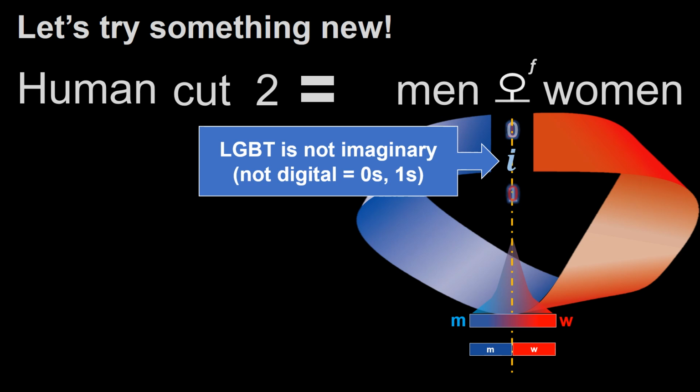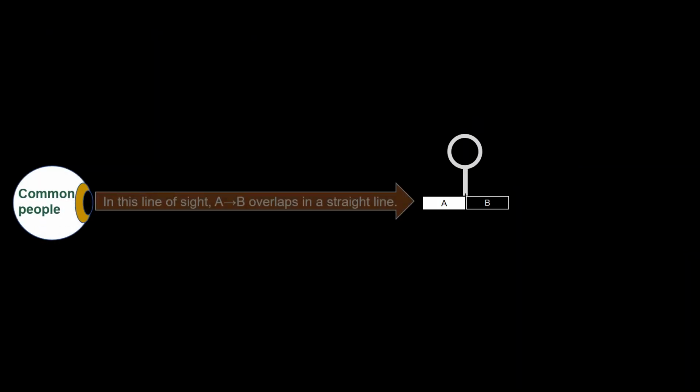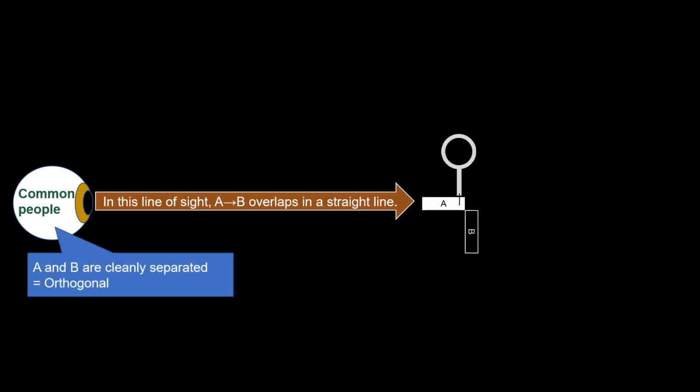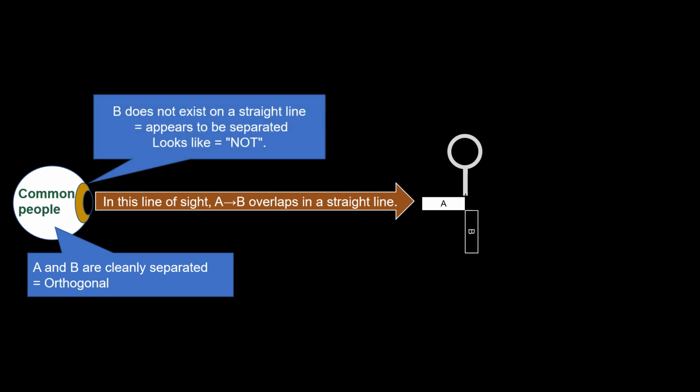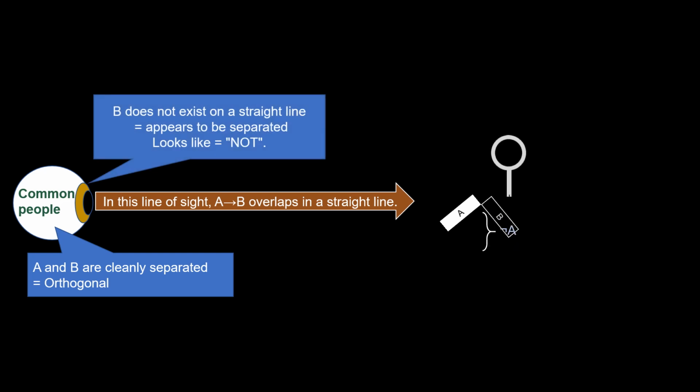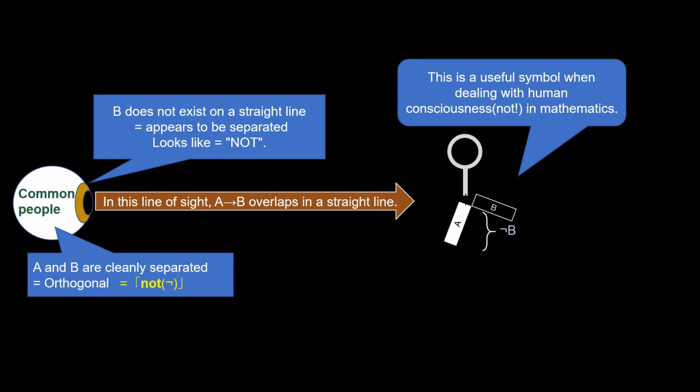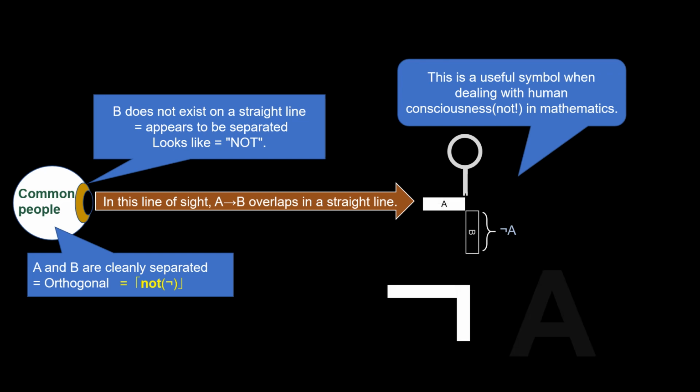LGBT is not imaginary, not digital. Zeros, ones. Consider this line of sight: if A then B overlaps in the straight line. A and B are clearly separated, which is orthogonal. B does not exist in the straight line, which is also separated. It looks like not A. Not B. This is a useful symbol for dealing with human consciousness, not in mathematics. Not A.